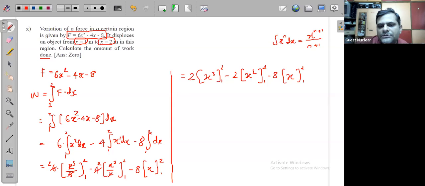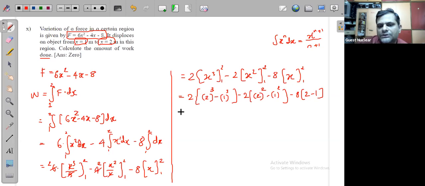Okay, so now we have to put the limits, lower limit and upper limit. Wherever we see x, we have to put 2 first, and then after that put 1 and subtract. Let us see what happens. So it becomes 2 cube minus 1 cube. Okay, in the first term, minus 2 times of, here it is going to be 2 x square, we have to find the value by putting 2 and 1, so that is 2 square minus 1 square, correct? And then finally here it is going to be 8 times of 2 simply minus 1.